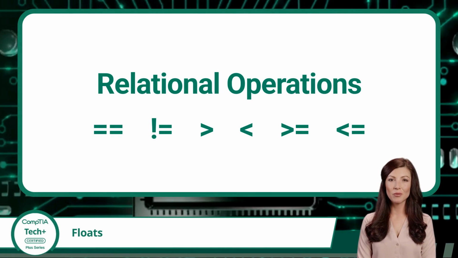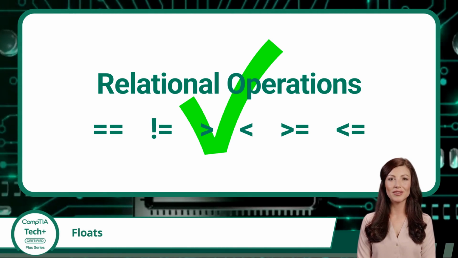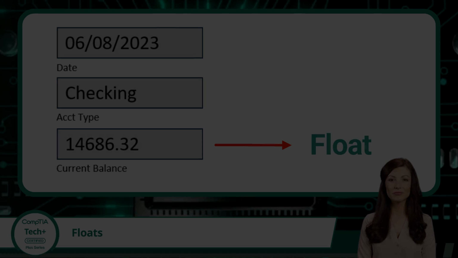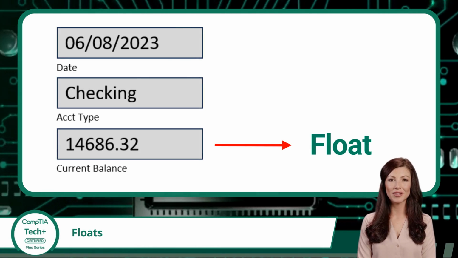The float data type also supports relational operations. A very common use for the float data type is currency or monetary values. The example here is using the float data type to keep track of an account balance. Can you think of any other uses for the float data type?